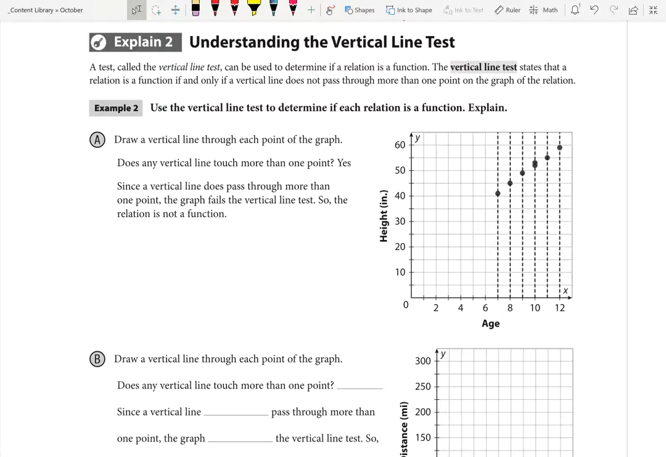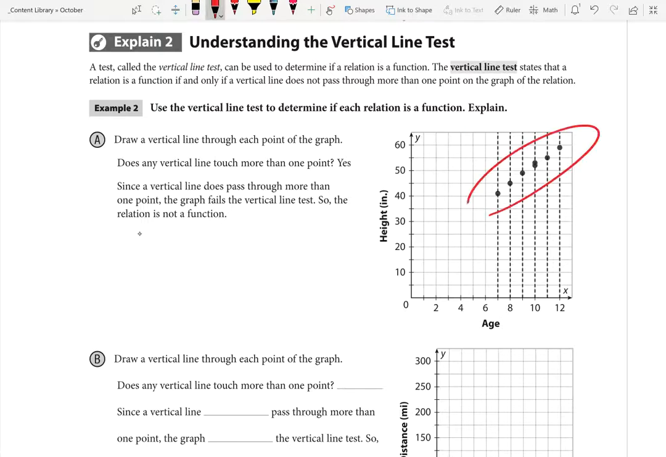All right, use the vertical line test to determine if each relation is a function. So vertical line test basically means that for each vertical line you draw, you're only going through 1 point and 1 point only. It would fail the vertical line test if you draw a vertical line and you go through more than 1 point. So draw a vertical line through each point of the graph.